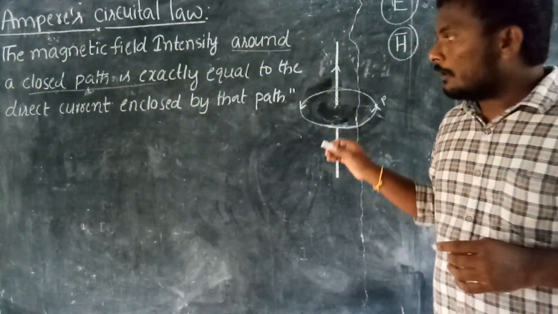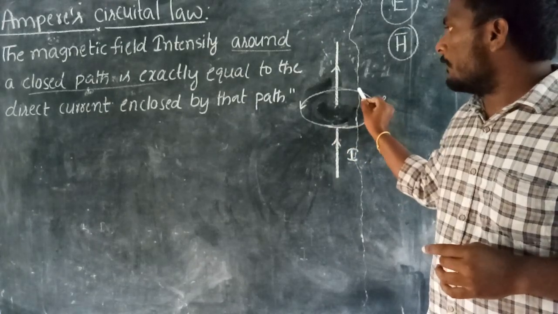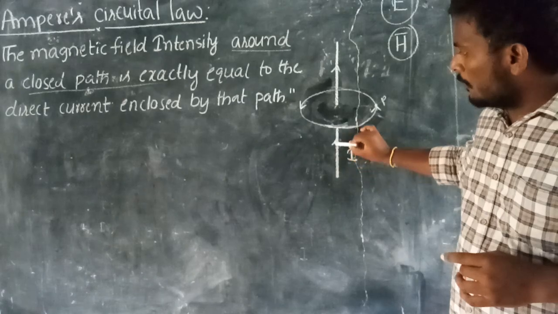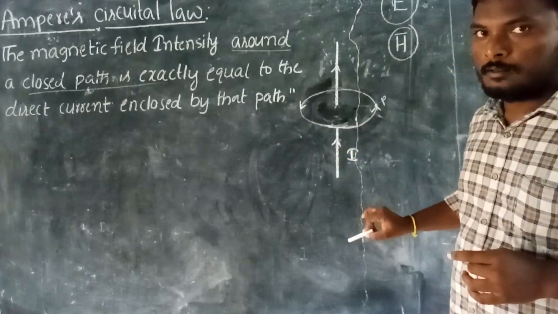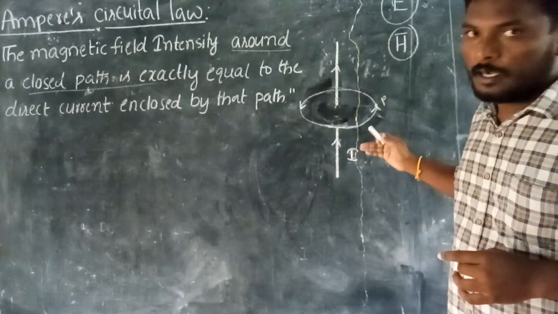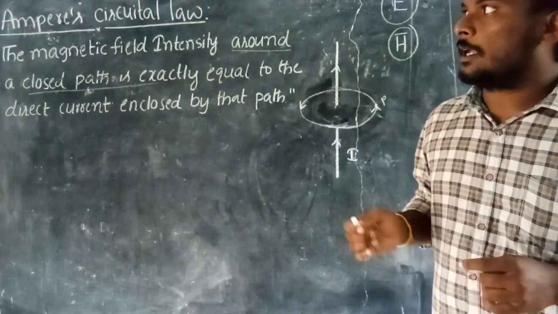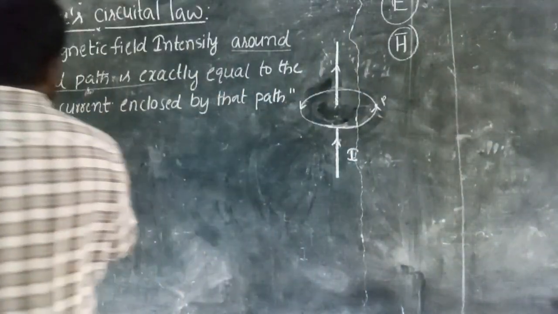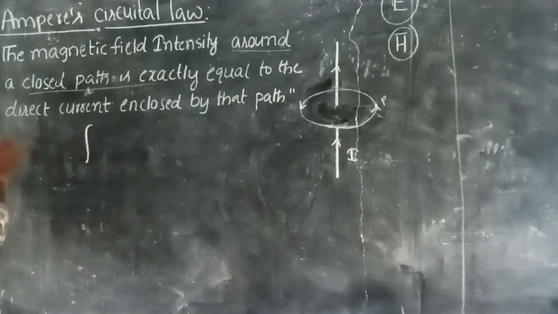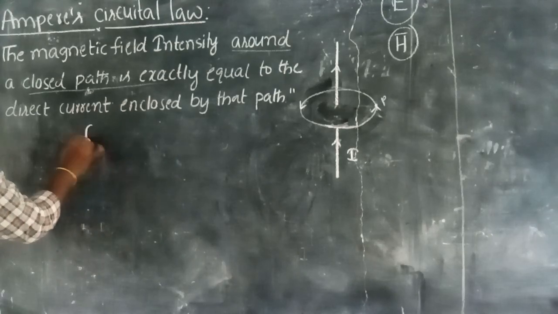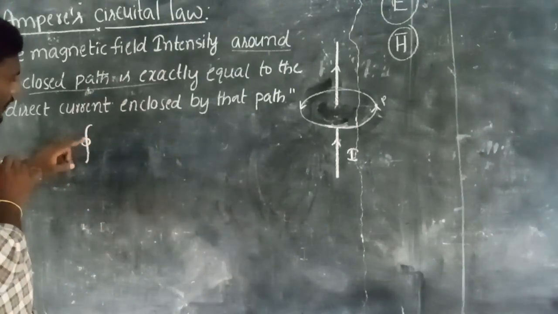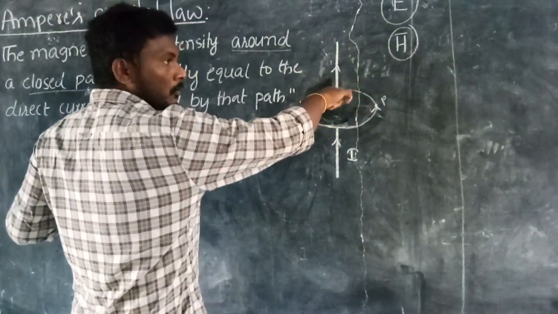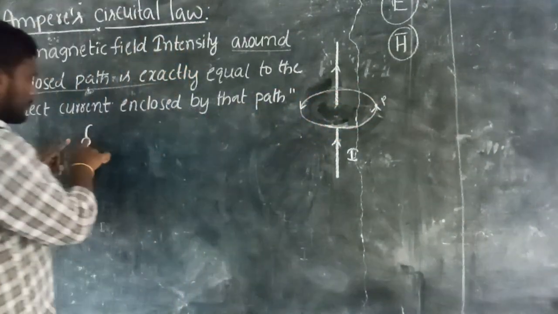The meaning of this statement is that the magnetic field intensity around any closed path equals how much current is flowing through the equipment. Magnetic field intensity depends upon the current. Mathematically, Ampere's circuit law expression is given like this. Here it is a circular integration. Why am I taking circular integration here? I am taking the closed path, and for a closed path we have to use circular integration.